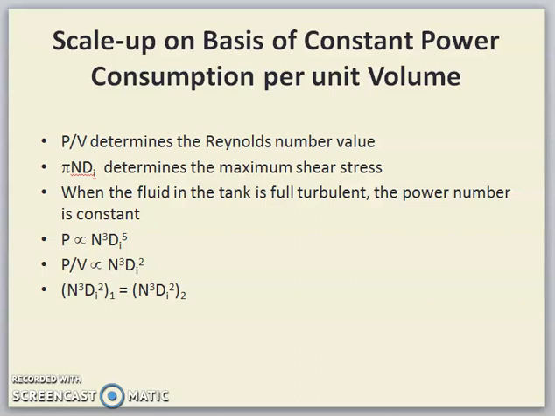Therefore, if you have two different fermenter sizes, then N^3 D_i^2 will be equivalent for both of the fermenters. Then you can calculate the diameter of the impeller or the tip speed of the impeller.